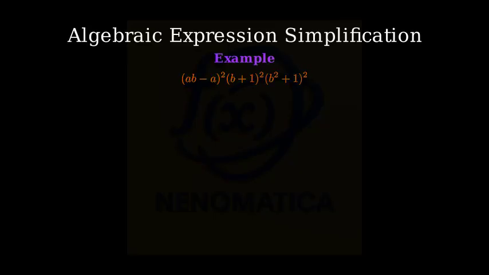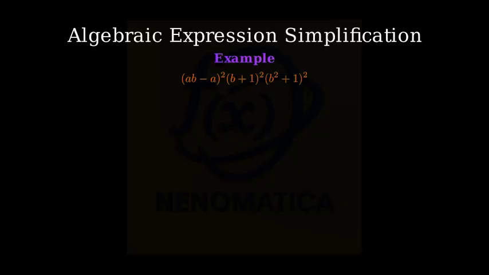Welcome to this math video. Today, we're going to work through expanding and simplifying an algebraic expression step by step. Let's look at our example. We have the expression (ab minus a) all squared times (b plus 1) all squared times (b squared plus 1) all squared. Let's simplify this expression step by step following a specific algorithm.